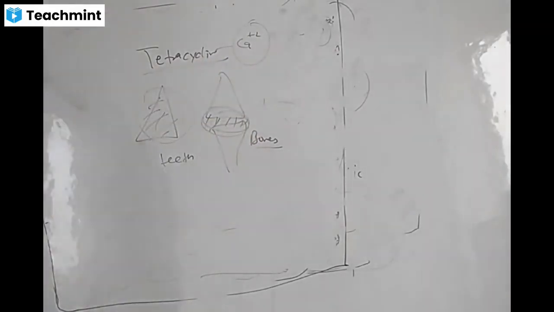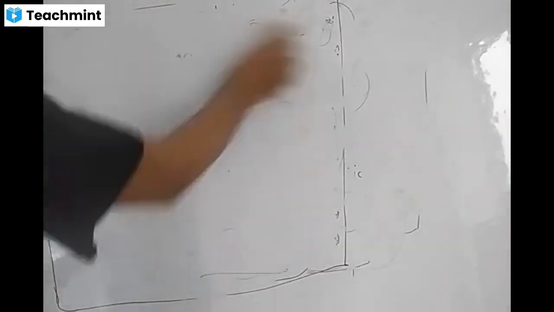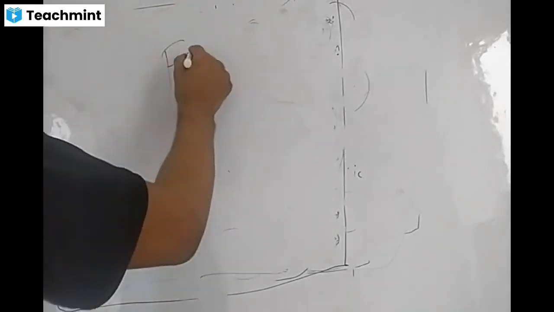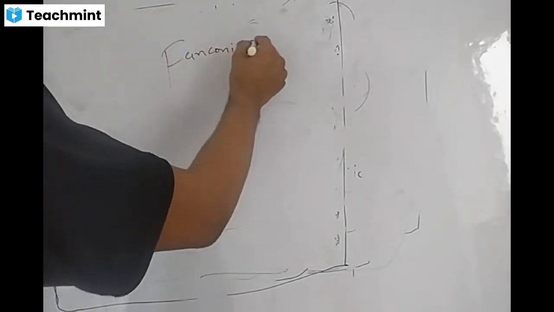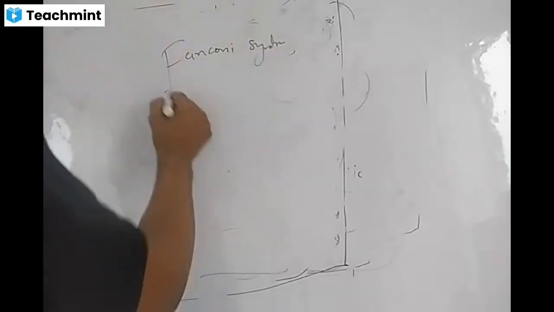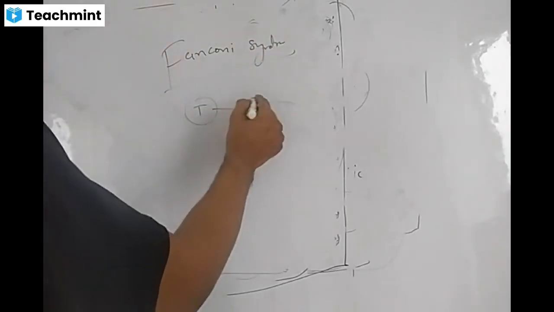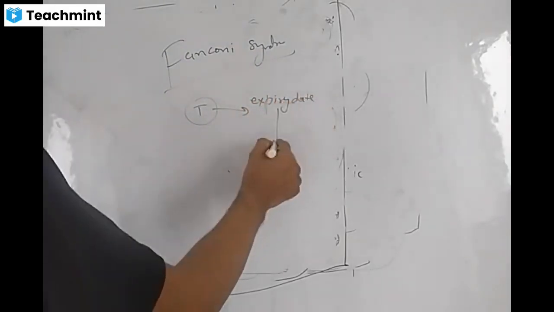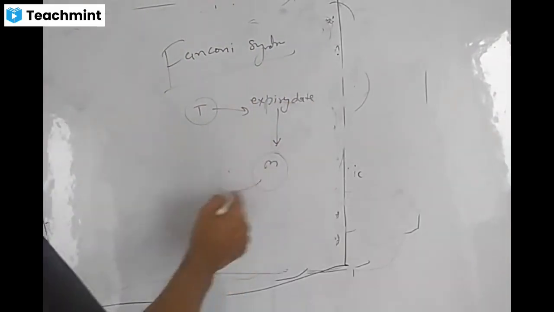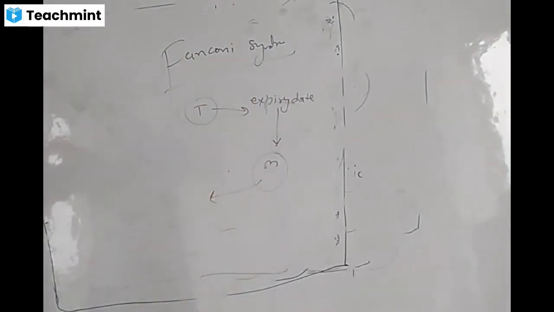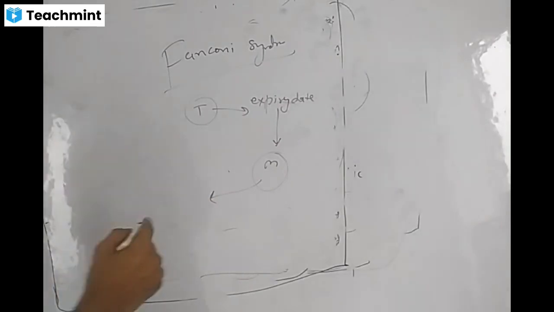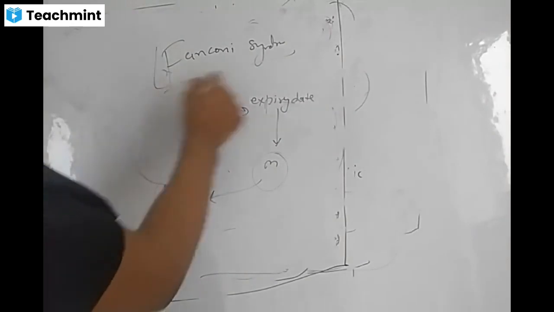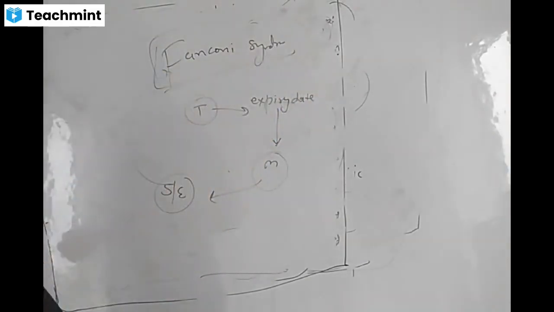And one important point with tetracycline is Fanconi syndrome. Fanconi syndrome occurs if tetracycline is used after the expiry date. That may lead to some toxic metabolites, and these metabolites may cause the side effect, which may be Fanconi syndrome.